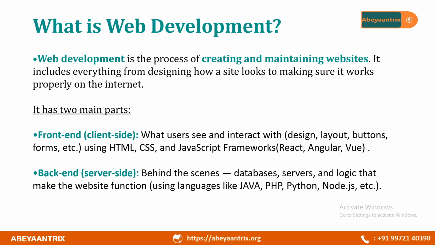And when we come to the backend, it is the server side. Behind the scenes of whatever you can see in the front end, when you click some button, some process is going on. Those things happen on the backend side. Behind the scenes, databases, servers, and logic make the website function properly. It uses Java, PHP, Python, Node.js, and many other programming languages. So now you have understood about web development, right?